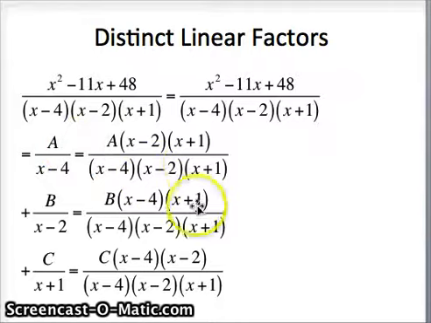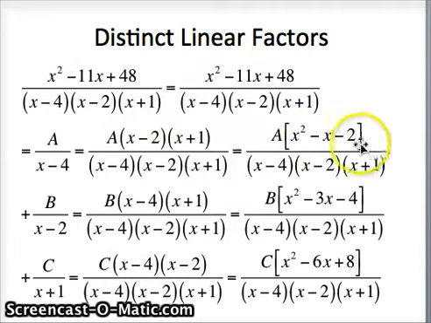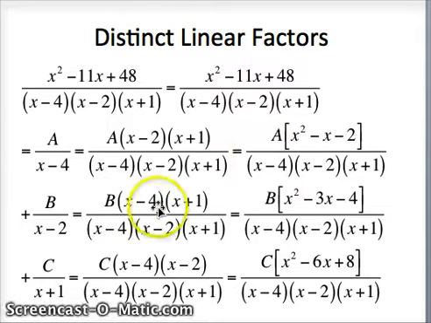So let's multiply the two binomials first. So x minus 2 times x plus 1, x squared minus 2x plus 1x minus 2 becomes x squared minus x minus 2. X squared minus 4x plus 1x minus 4 becomes x squared minus 3x minus 4. X squared minus 4x minus 2x plus 8 becomes x squared minus 6x plus 8.